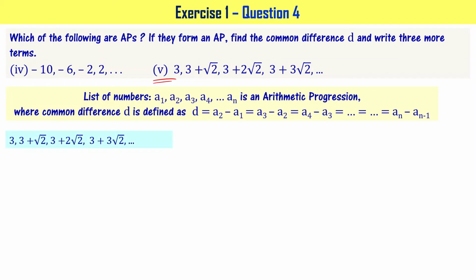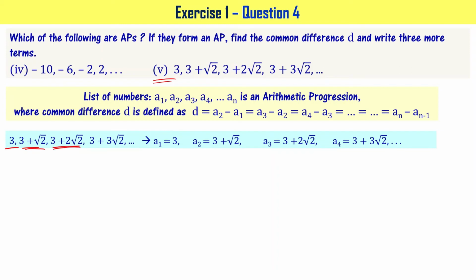Here, when you look at, you can say that A1 equal to 3, A2 equal to 3 plus root 2, and A3 is 3 plus 2 root 2, and A4 is 3 plus 3 root 2, right? Now let's find the difference between successive terms. A2 minus A1 is going to be 3 plus root 2 minus 3. I can cancel this minus 3 and this plus 3. Then what I have is root 2, right?